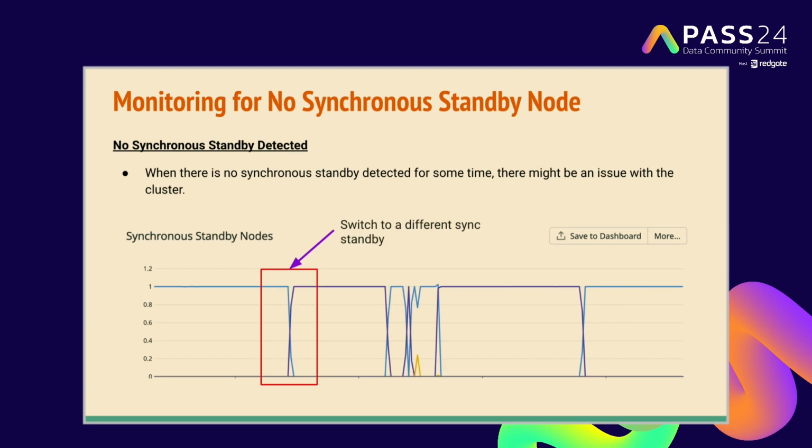The second one is monitoring for no synchronous standby nodes. Based on the synchronous mode strict flag, it can switch to asynchronous replication, or it can choose a potential candidate, but we don't want a cluster to be without a dedicated sync standby for a long time. In this graph, you see Patroni immediately switches from one sync standby to another, but we wanted to know if for a long time there is no sync standby available.